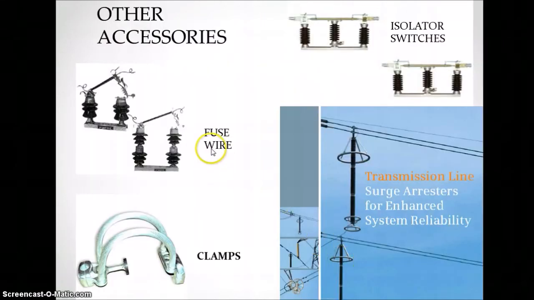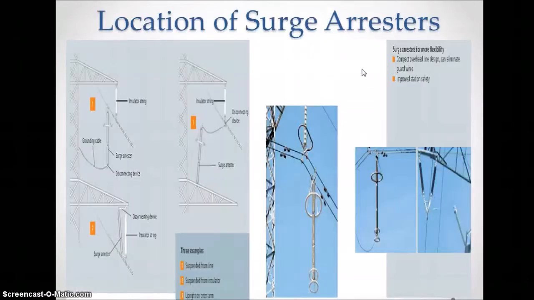Other accessories: fuse wire, again for safety purposes, clamps to hold things, isolators, switches to isolate when maintenance has to happen or to clear a fault, this isolator switch should open such that the transmission line gets isolated, and surge arresters.